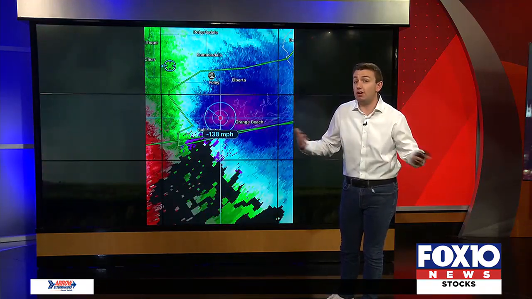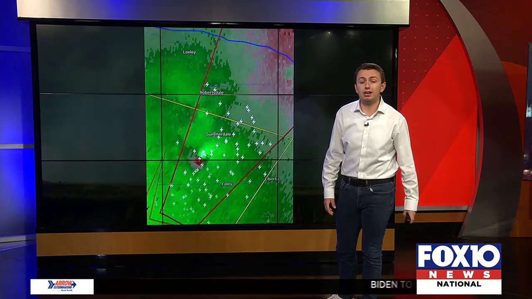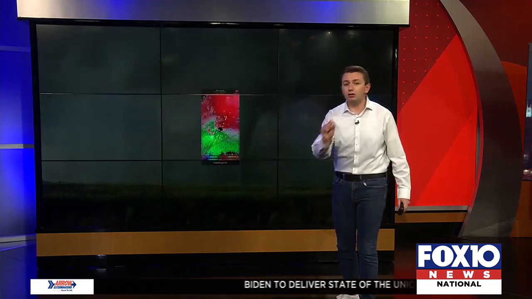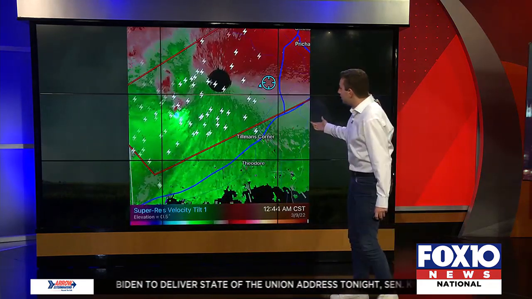And I want to kind of explain what you're looking at. I'm not going to go into the science of really how it works. I'm going to more explain how to read it and how you can interpret it. So taking a look at a closer example here. This is actually one that was in Mobile.